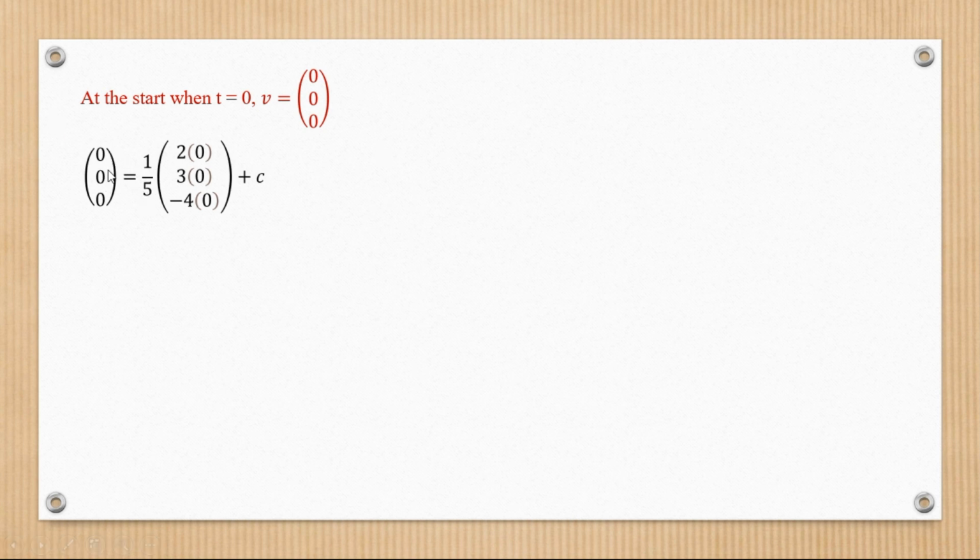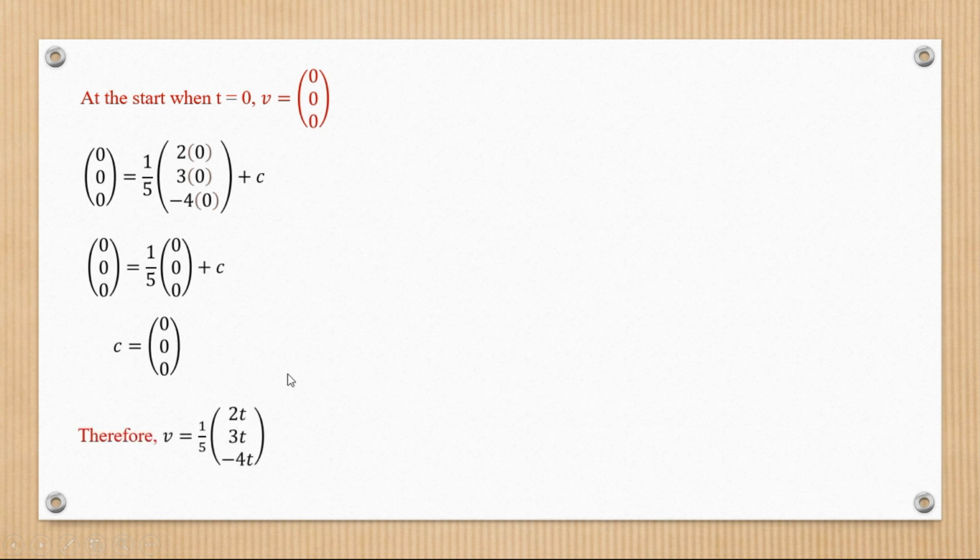Where there is v, we have 0, 0, 0 being equal to 1 over 5 into 2 times 0, 3 times 0, negative 4 times 0 plus c. So when I multiply those, I have zeros all over. So I can see that I'll be left with c being equal to 0, 0, 0, because this times these zeros also gives me a 0. So c shall be equal to 0, 0, 0. So now, therefore, v shall actually be equal to that, because where there is c, it's definitely 0. So this remains the value of v.